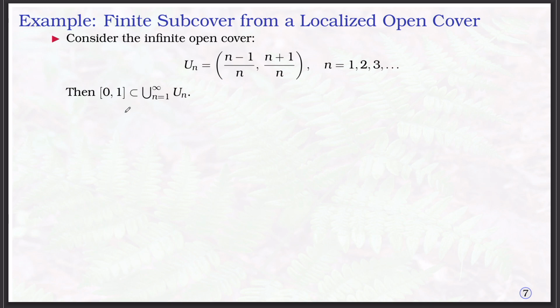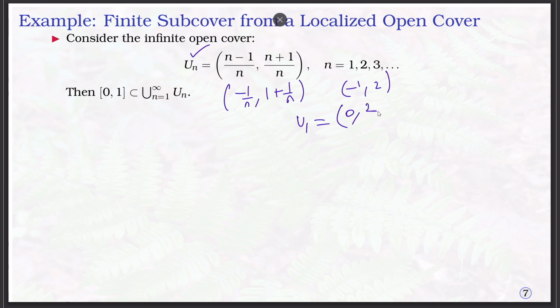Now, one can consider the infinite open cover of the closed interval 0 comma 1 as this open cover. So, previously we considered minus 1 by n comma 1 plus 1 by n. If you are replacing n as 1, one can get minus 1 comma 2. Exactly when you are taking n as 1, it entirely covers the interval. Whereas here if you are taking U1, one can get 0 comma 2.